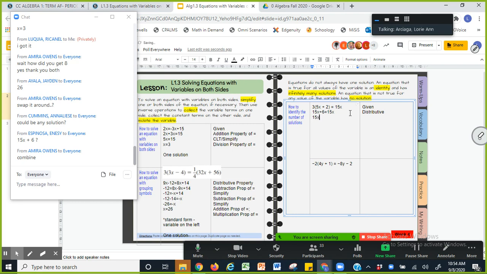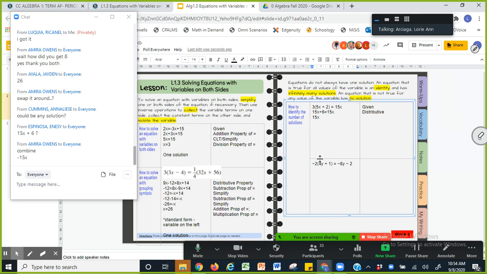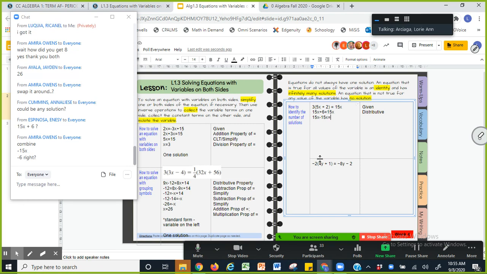So let's say I keep that 15 on the left and move this one. What's the new sign of the other 15 from the right if I move it to the left? Since it's originally positive, Amira said negative 15x. Okay, equals. What can we do with the 6, Amira? If I move it to the right, what will be its new sign? Yep, negative 6.